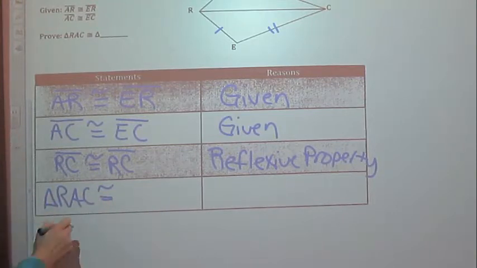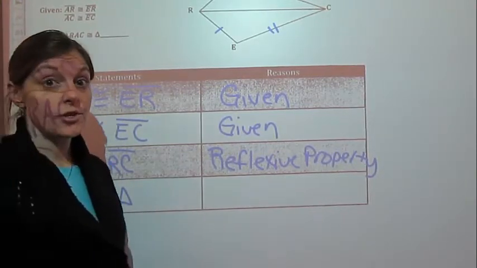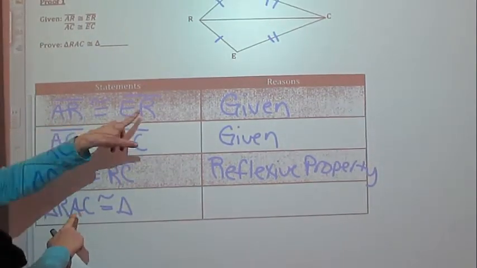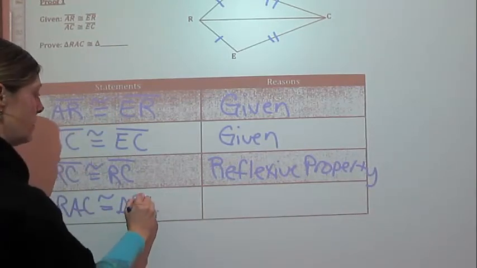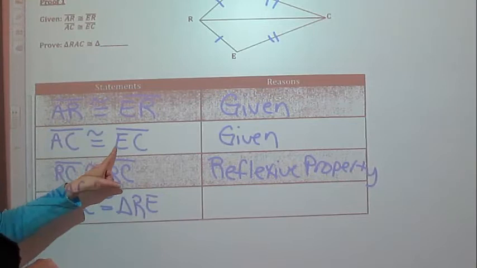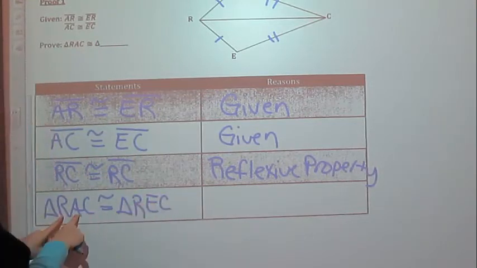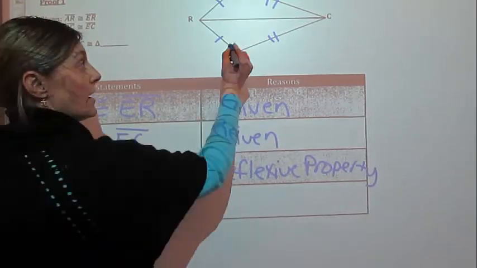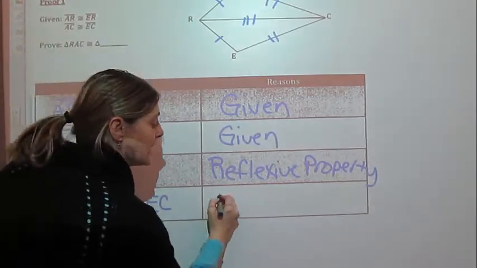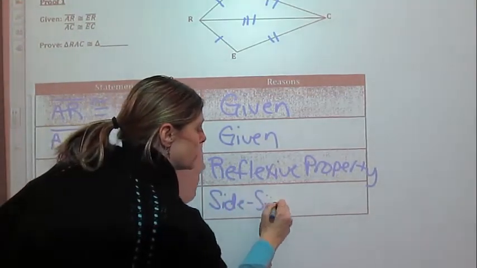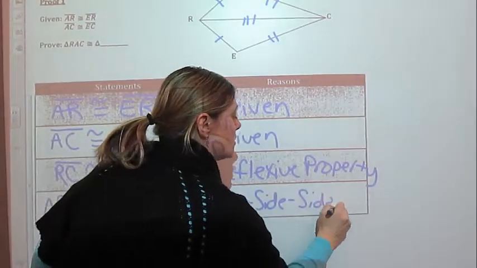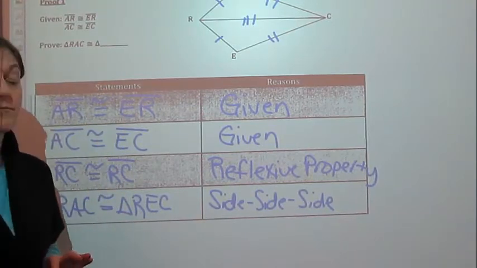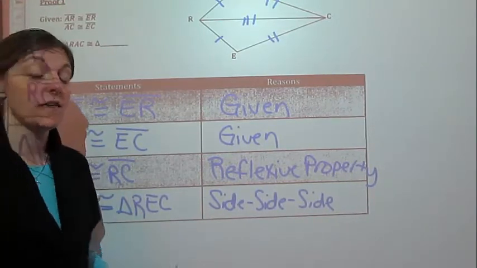So triangle RAC is congruent to triangle. Now you've got to make sure that you get the letters in the right order. Okay, so remember RA corresponds to RE, and AC corresponds to EC. So RA has to correspond to RE, AC has to correspond to EC. And we know that that is true because we have side, side, side. So by using the side-side-side postulate, we can show that those two triangles are congruent. So now let's turn the page and look at another one.